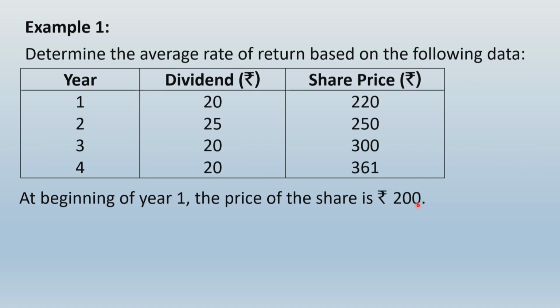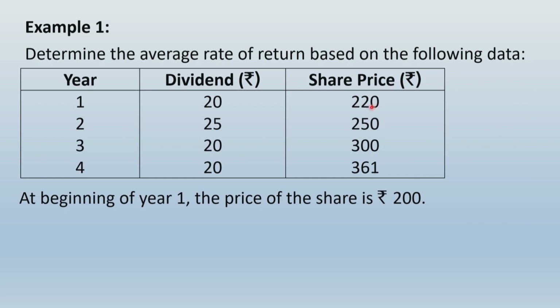Similarly, when you go to the second year, D1 in the second year is 25, P1 for the second year is 250. Now don't by mistake divide it by 200, because for second year the base price will not be 200. For second year the base price will be the price that prevailed in the first year.